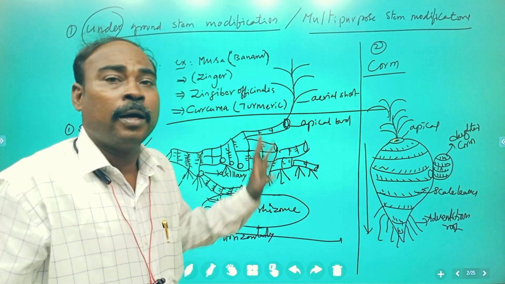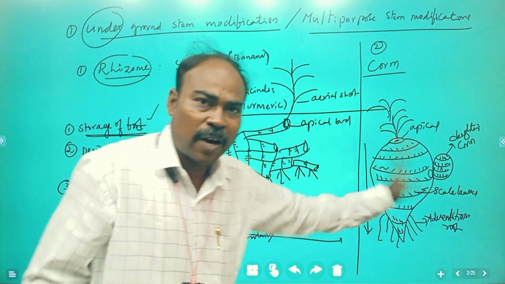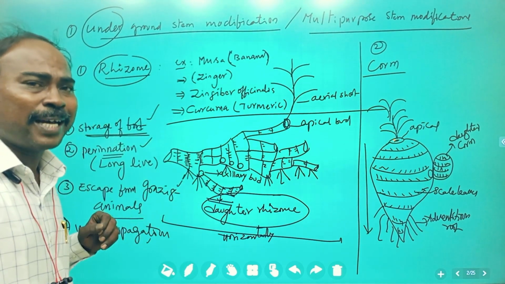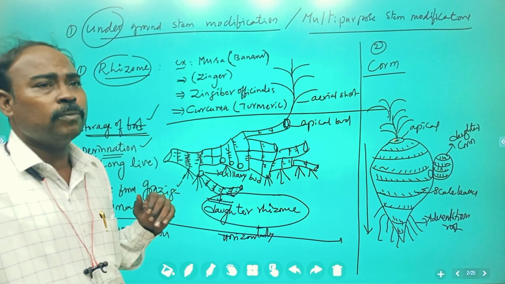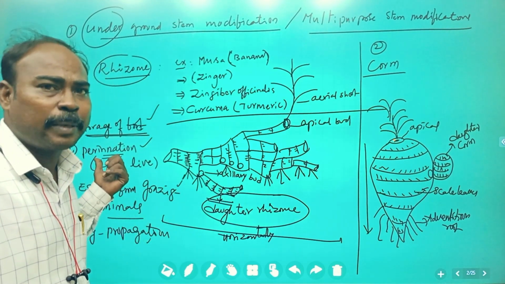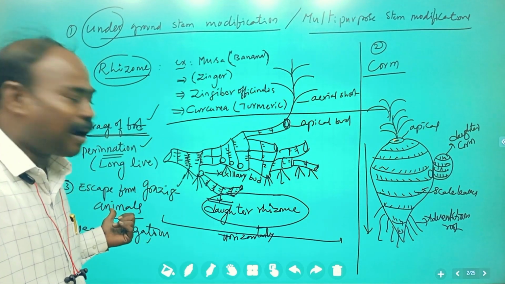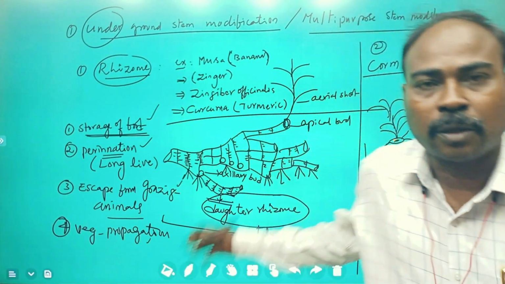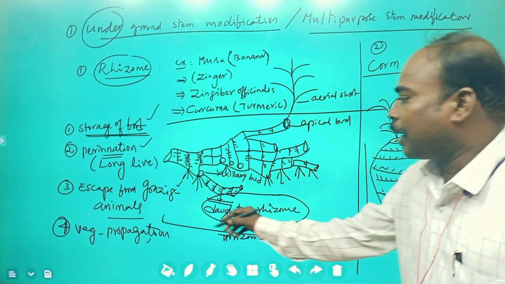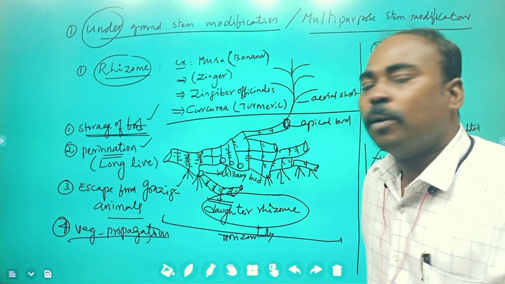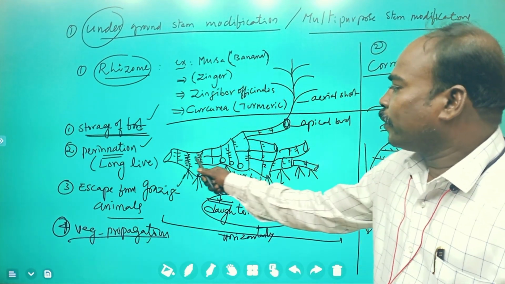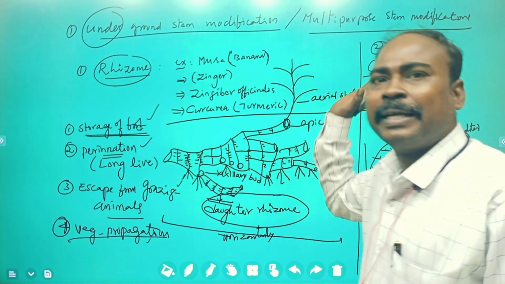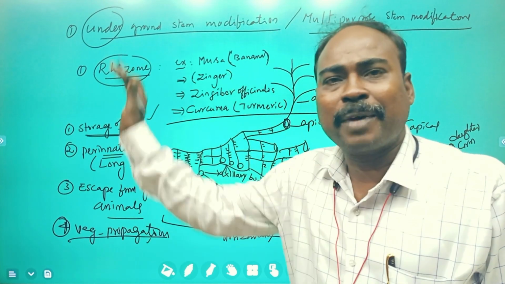These are all the same points. Functions are also the same: storage of food, escape from grazing animals, tide over the drought conditions or exhibit perennation, long life, and produce daughter rhizomes and daughter corms by the underground stem and participate in vegetative propagation. So the rhizome grows horizontally, the corm grows vertically. That is the main difference. Remaining are all the same characters.